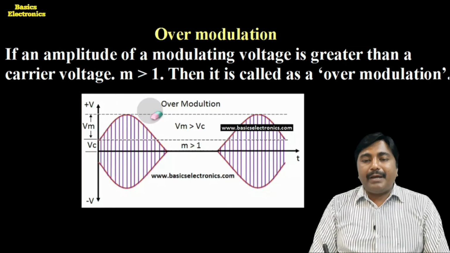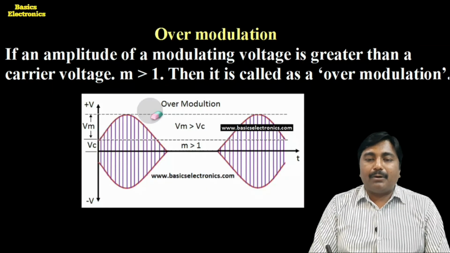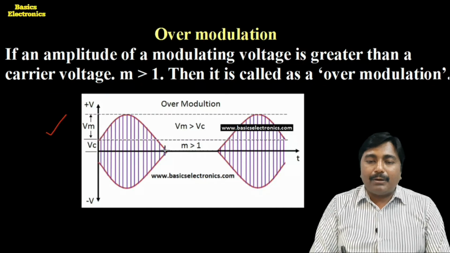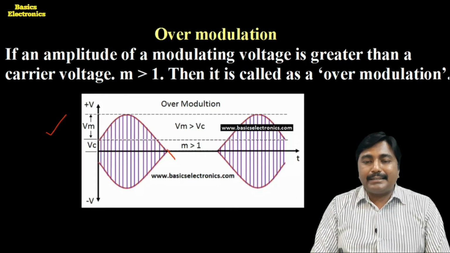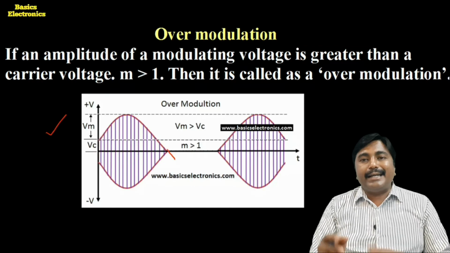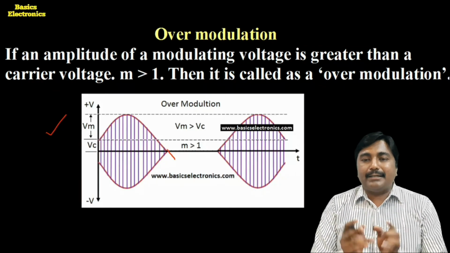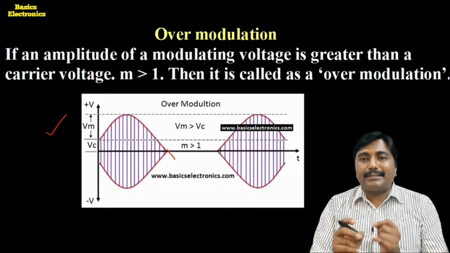If we draw the waveform, we get this kind of waveform where some part of the modulated signal gets clipped. The waveform required after the modulation is like this, but this one part gets clipped. So here the information is absent, because the signal gets clipped. Therefore it produces a distorted output.